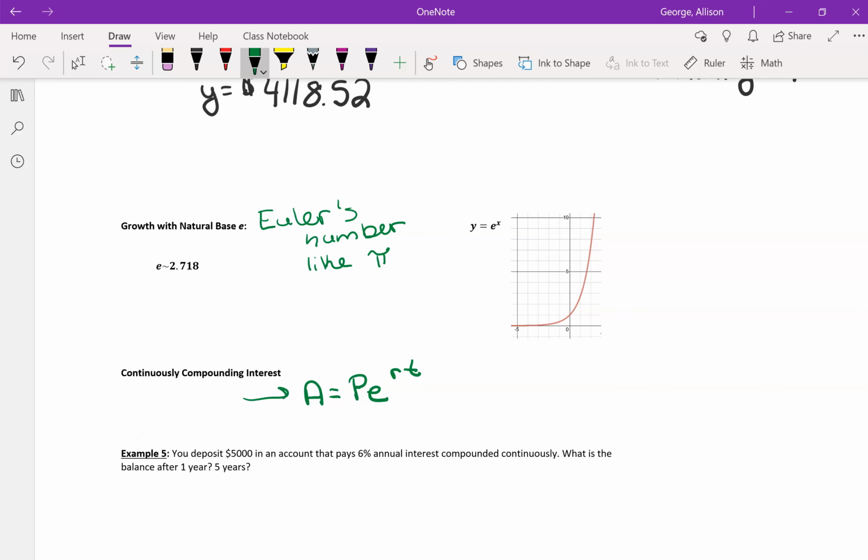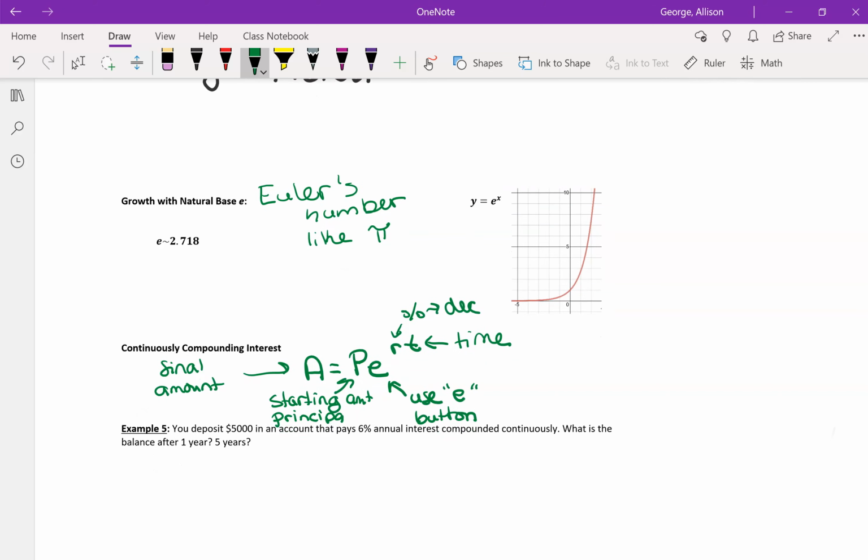But A is still your final amount. P is still your starting amount, your principal. All right, e is just e. You're going to use the e button on your calculator. Don't do anything else to it. You're not substituting it in. It's not a variable or anything like that. It's just a number. And then r is still our percent, turned to a decimal. And t is still time.